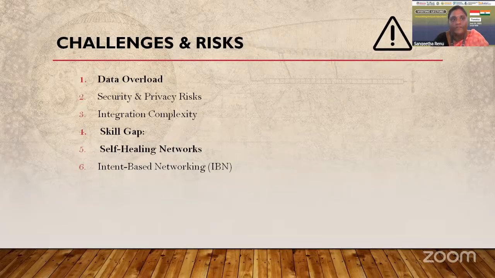Challenges and risks. While streaming network automation brings speed, intelligence, and efficiency, it also comes with real-world challenges and potential risks that organizations must plan for and mitigate. The first one is data overload. Streaming telemetry generates huge volumes of real-time data, especially in large networks. Without proper filtering or aggregation, systems can be overwhelmed.